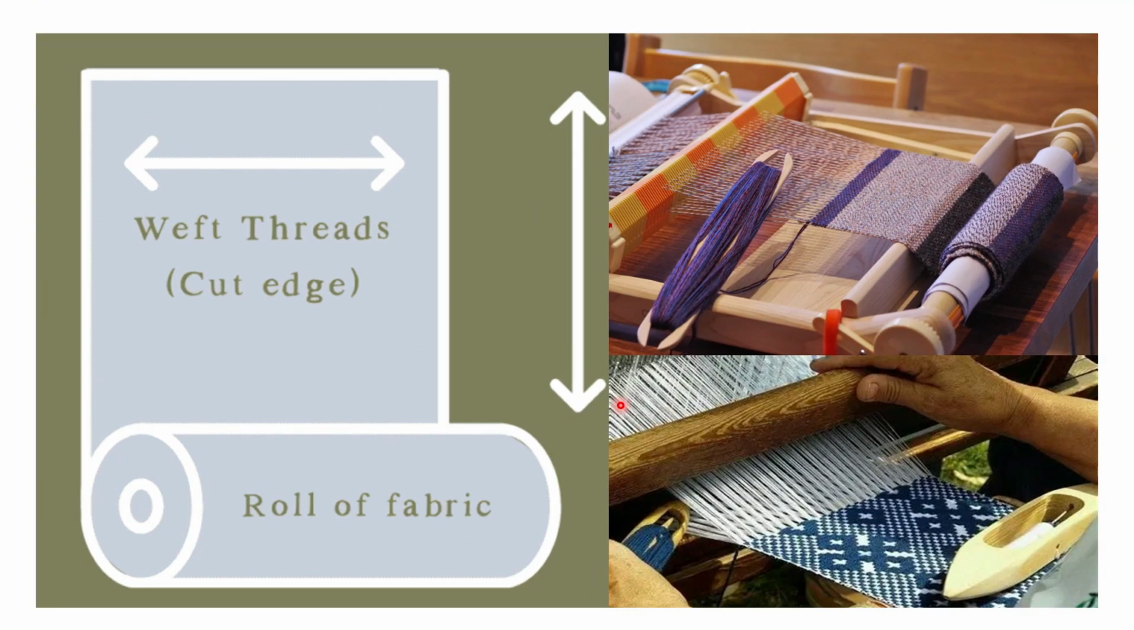If you consider a roll of fabric, the crosswise yarns are weft and the lengthwise yarns are warp. In the picture you can see these are the warp yarns and these are the weft yarns. This is inserting the weft yarn into the placement. We call this angle a shed.